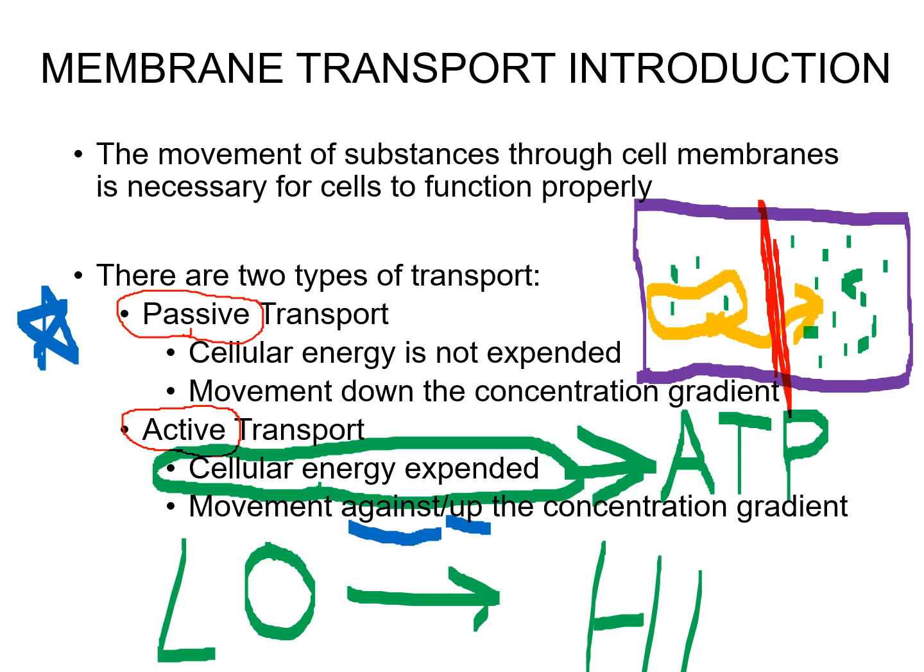So passive transport is high to low, happens naturally. Active transport is low to high, where we have to use a little energy to accomplish that. We're making the concentration gradient more unbalanced or more drastic. So for the next few slides, let's talk about the different forms of passive transport and how this exists in different parts of the body, and then we'll move on to active transport.